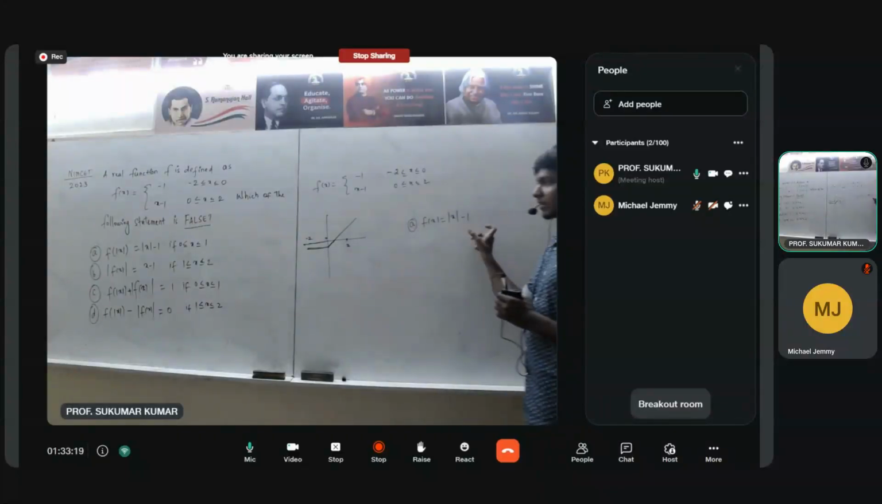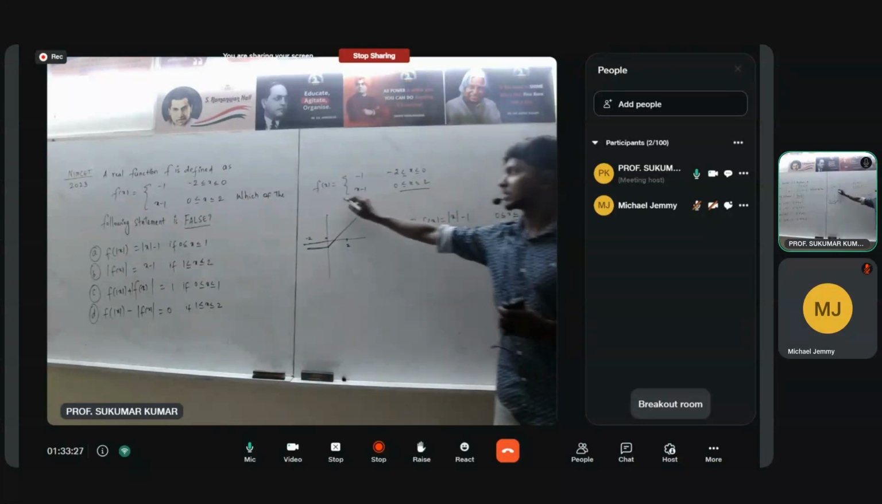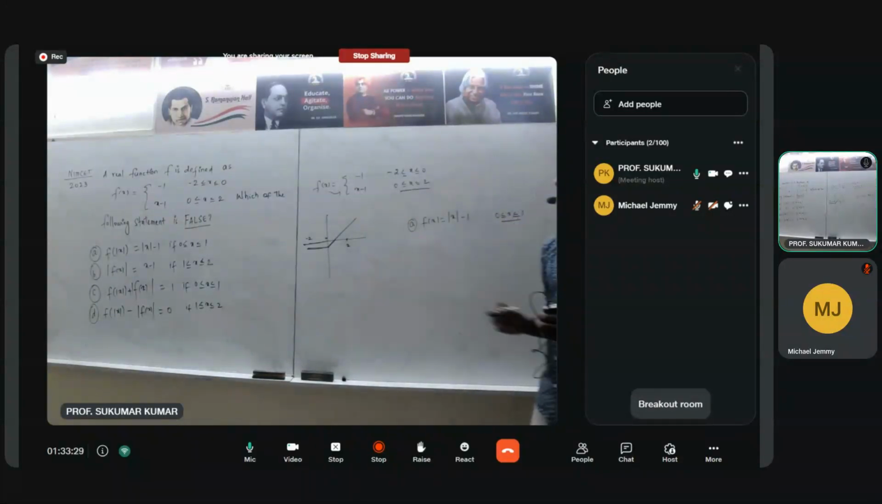F of x, in this range. This range actually comes here now. So your function actually takes the value x minus 1. If I take any value from here to there, I'm supposed to have x minus 1 only. So option A is true, right? Because x minus 1 lies here. I hope you understand. I'm telling again.